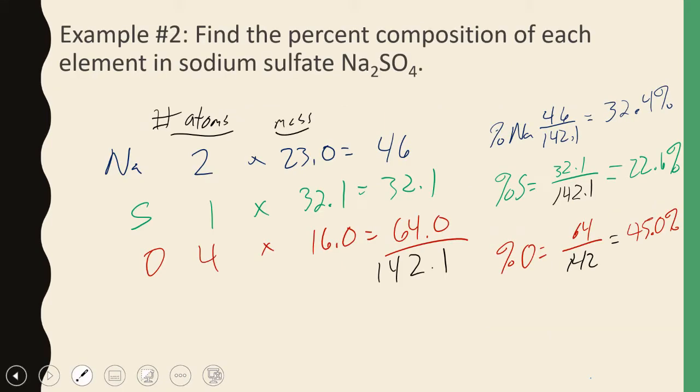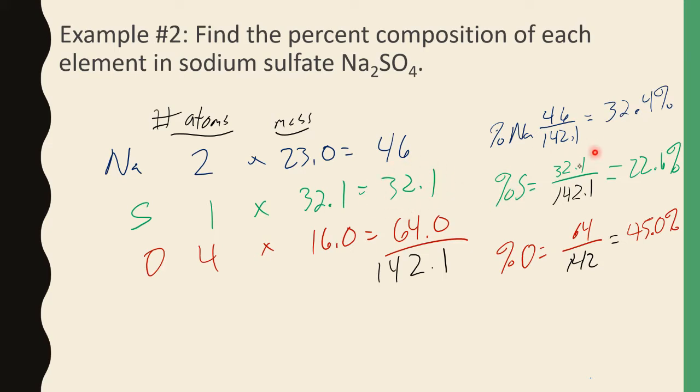So percent sodium, sulfur, and oxygen in sodium sulfate. There are 2 sodiums, each one weighs 23 on the periodic table. There's 1 sulfur, weighing 32.1, and there are 4 oxygens, and each one weighs 16. So then you add all that up. The total is 142. The percent sodium is the 46, the amount of sodium contributed to that total, 142, which equals 0.324, which is 32.4%.